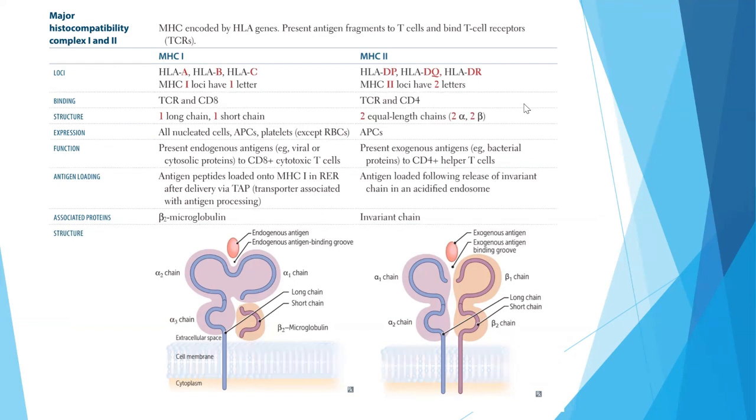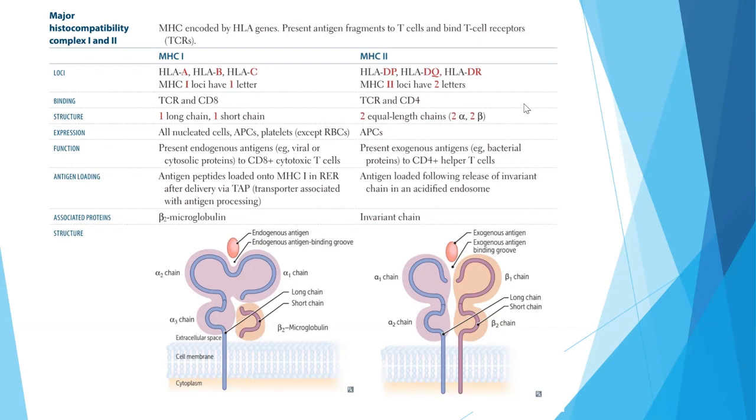The MHC1 molecule consists of 1 long chain and 1 short chain, whereas MHC2 consists of 2 equal length chains, that is 2 alpha and 2 beta units. The expression of MHC1 is on all nucleated cells, the antigen-presenting cells, and the platelets, whereas MHC2 is only on the antigen-presenting cells. The function of MHC1 is to present endogenous antigens to CD8 plus cytotoxic T cells, whereas MHC2 presents to CD4 plus helper T cells.